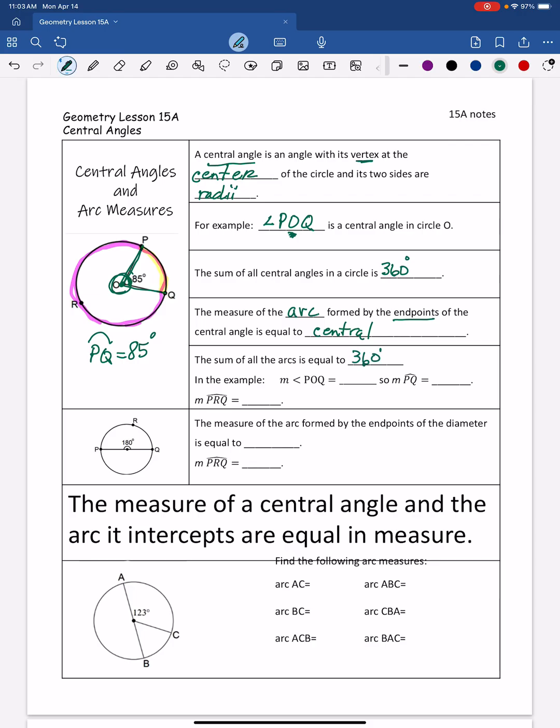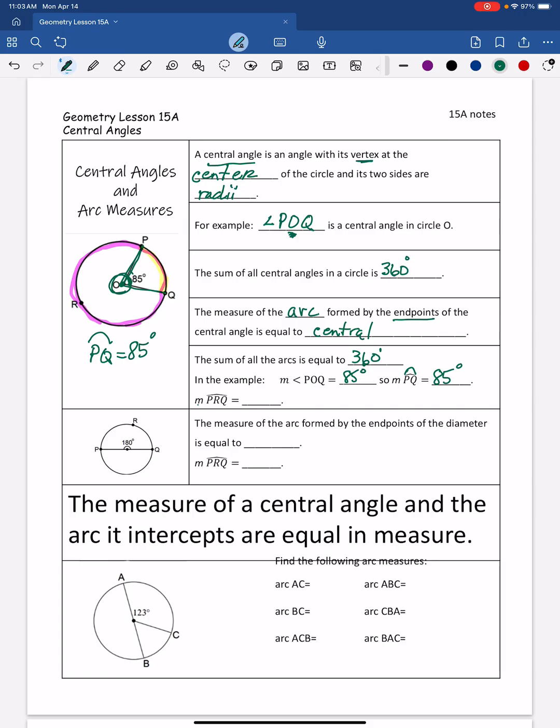So in this example, the measure of angle POQ, the central angle, is 85 degrees. So arc PQ, and that's a weird arc, I know, but it should go like this, is going to equal 85 degrees. Those are called minor arcs, which you learned in Lesson 13, dealing with all the vocab. Minor arcs are those that are less than 180 degrees.